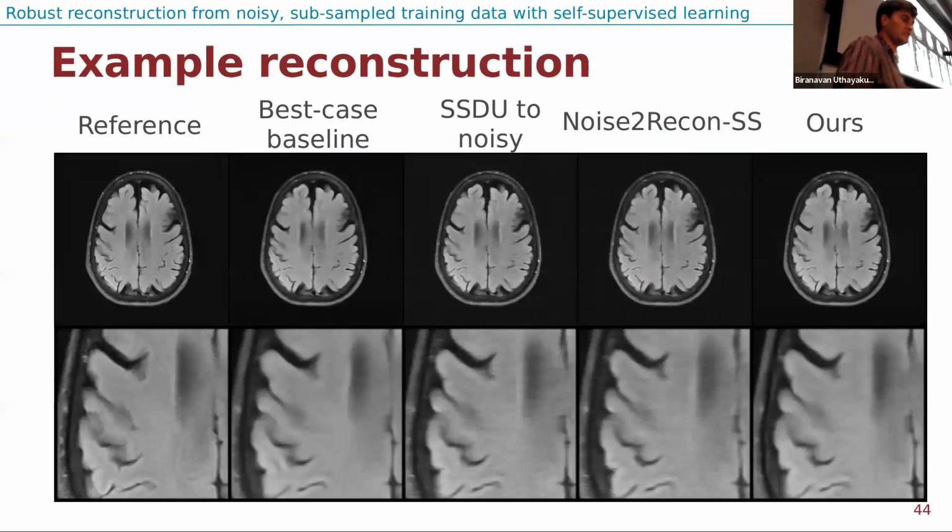And qualitatively, on the left, we have the reference again, and the next along is our best case scenario where we trained it on clean, fully sampled data. And we see that SSDU to noisy and Noise2Recon still clearly have some noise present in the reconstruction, whereas our proposed method is qualitatively very similar to the best case baseline.